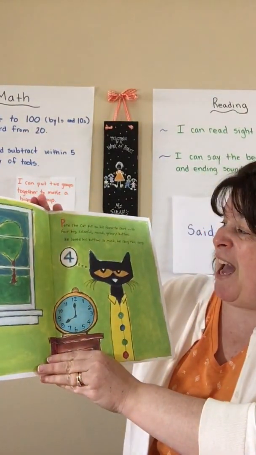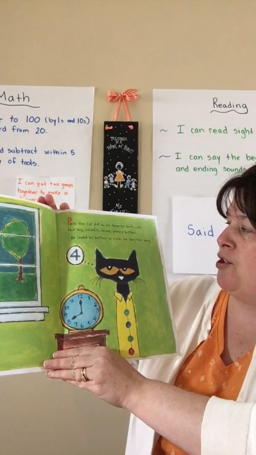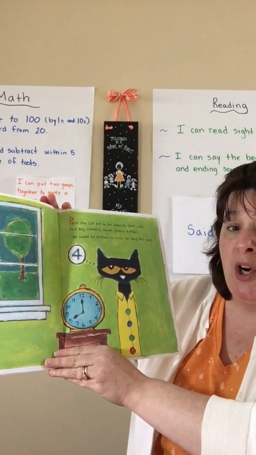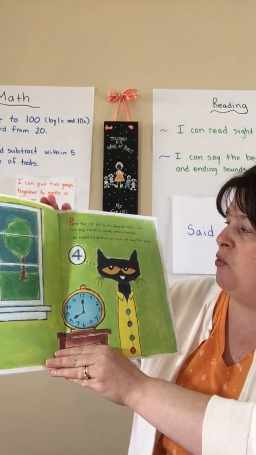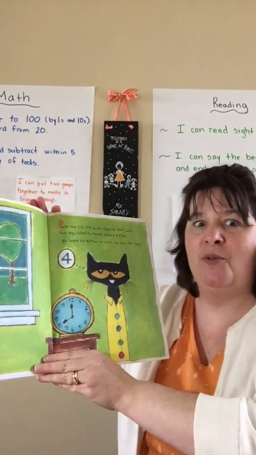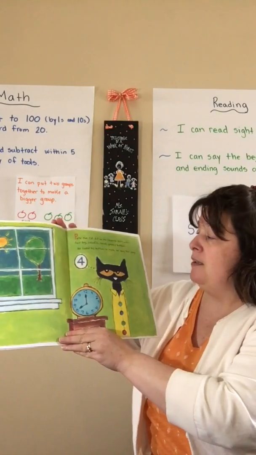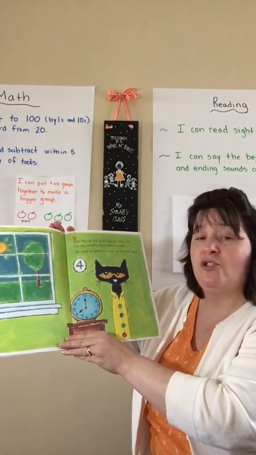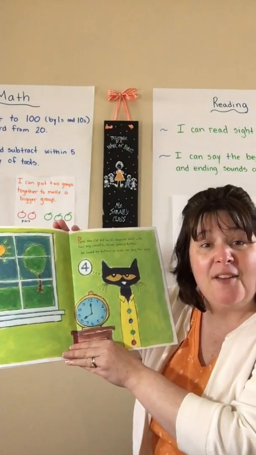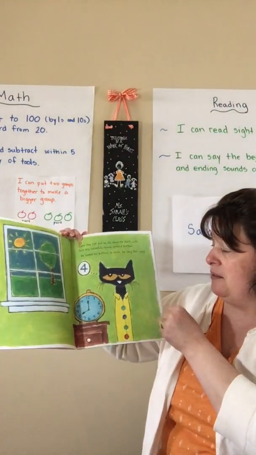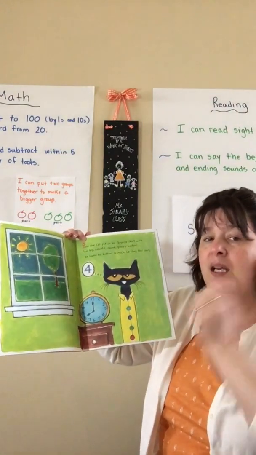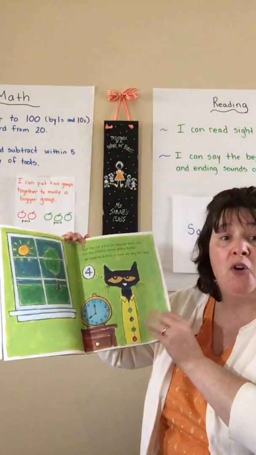Pete the Cat put on his favorite shirt with 4 big, colorful, round, groovy buttons. He loved his buttons so much that he sang this song. He's thinking in his head 4 because there's 4 buttons.